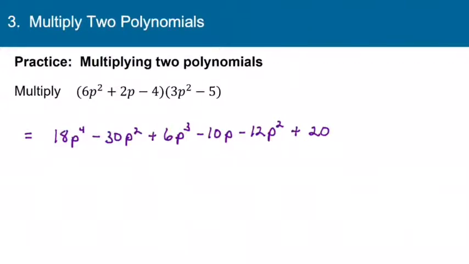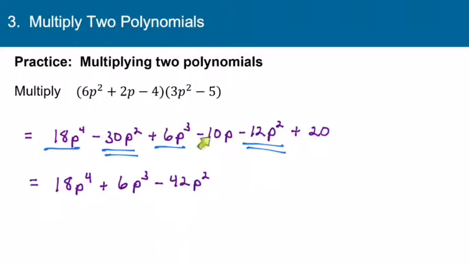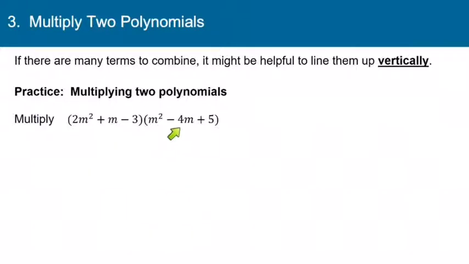Now look for like terms. I see that we have an 18p to the fourth. And then looking for third powers, I see that we have 6p to the third. And then looking for second powers, I see minus 30p squared and minus 12p squared. Together they make minus 42p squared. And then we have our p term, which is negative 10p. And then we have our constant, which is plus 20. Now, if you're multiplying two polynomials together that have several terms, your answer is going to end up with lots of terms.